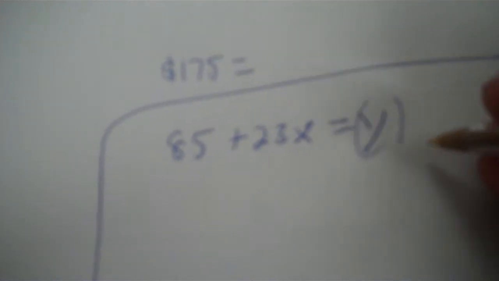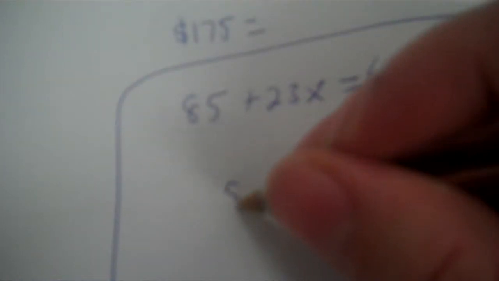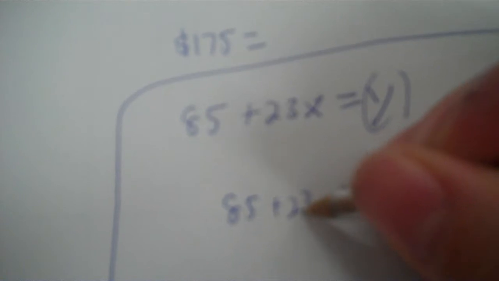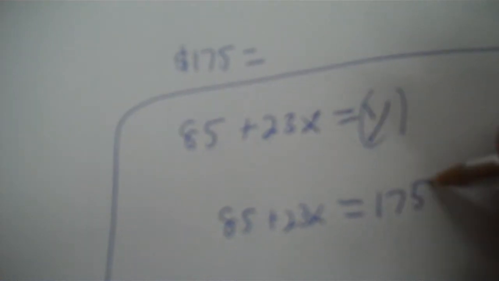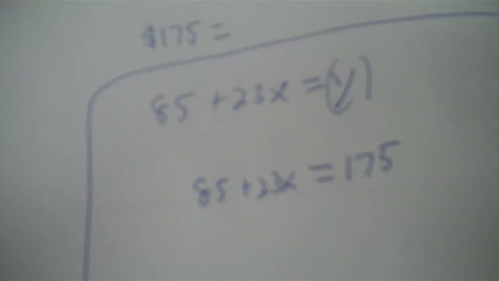Okay, now this $175. Where would you put that in for which letter? Well, it's dollars. Dollars is y. So it's going in here. So I've got 85 plus 23x equals 175, and then we go to our procedure.